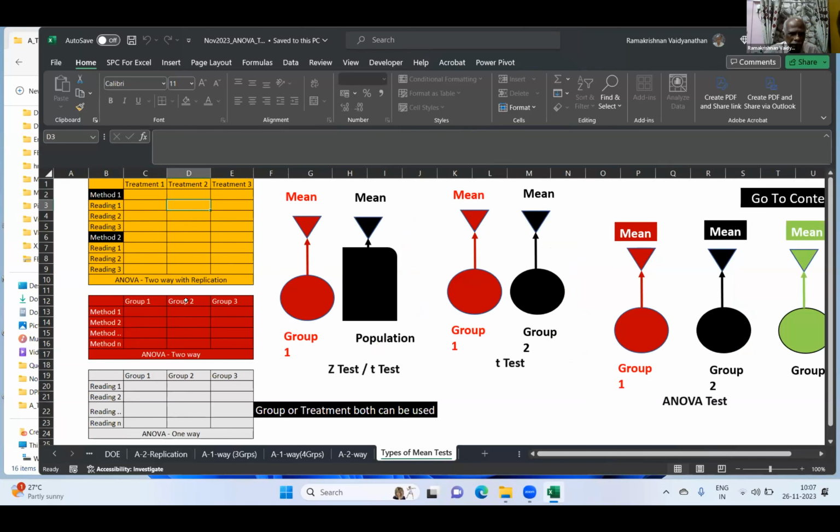Different people use different jargons. And method, I'll read it as method. I'm taking only 1 reading for each group, right? For 1 method, for 2 method, second method, third method, like that. This is called just 2-way ANOVA.